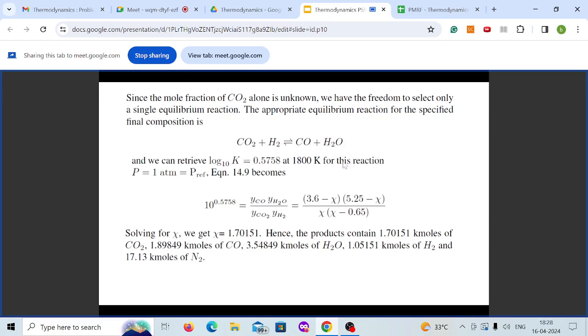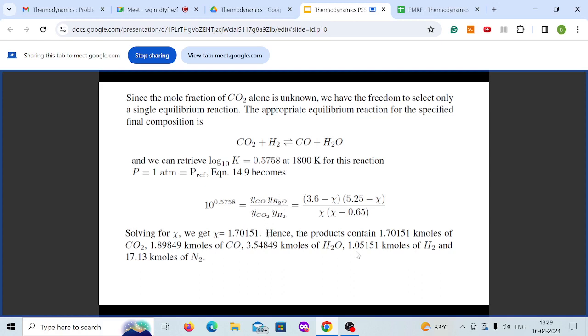If you take this reaction, we find for 1800 Kelvin what the equilibrium coefficient is. So your log 10 K value is equal to 0.5758. From this you can find the equilibrium coefficient K, which will be 10 raised to the power 0.5758. This again you express in terms of your mole fractions. Here each of the coefficients is 1, so it is directly proportional to the product of the mole fractions of products divided by the product of reactant mole fractions.